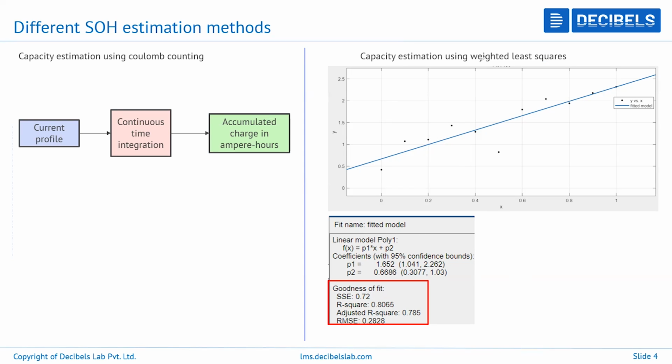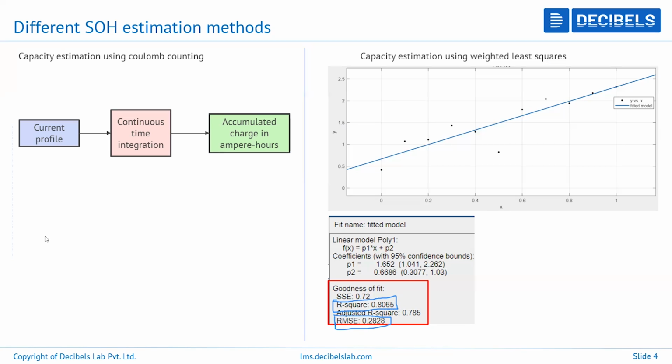You can make this fitting, this linear regression part, more accurate by changing the weightage, and then you can observe the results over here. So basically there's a parameter called R square. This is all part of statistics. And RMSE as well, root mean square error. If R square gets closer to 1 and RMSE gets closer to 0, that means your capacity estimate is very accurate.